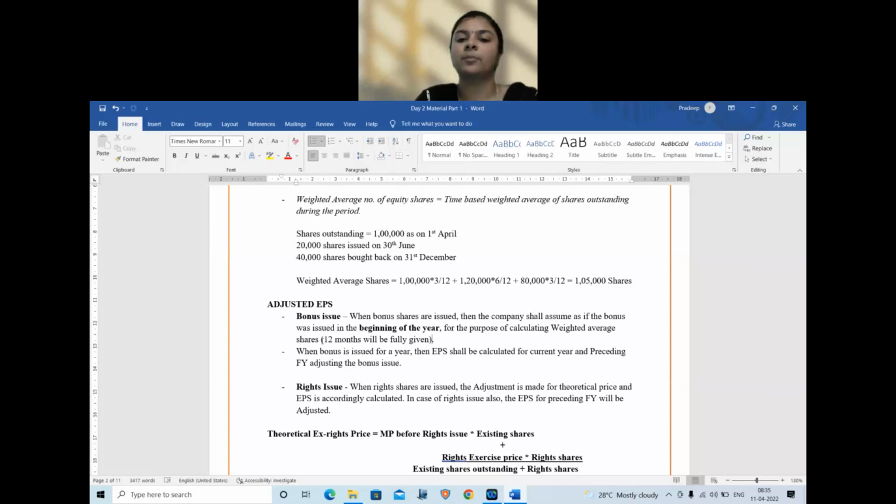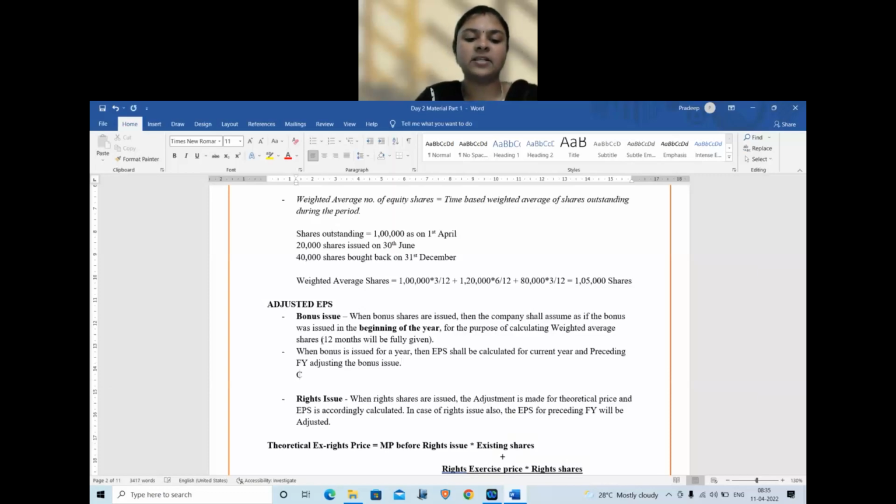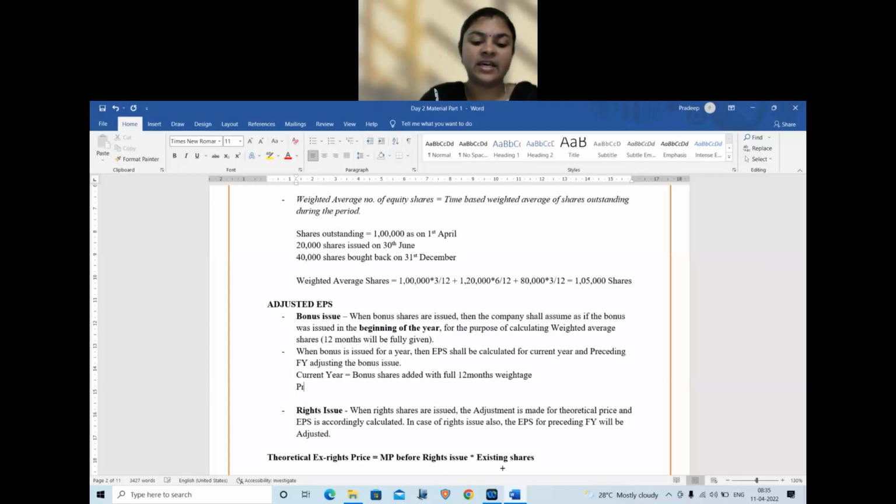Okay, so for bonus, 2 points to remember. First, in the current year, what we will do? Let's remember it as a rule. Current year, bonus shares are added with full 12 months weight, correct? In the denominator. In the previous year also, bonus shares are added to the total equity shares for adjusted EPS purposes.